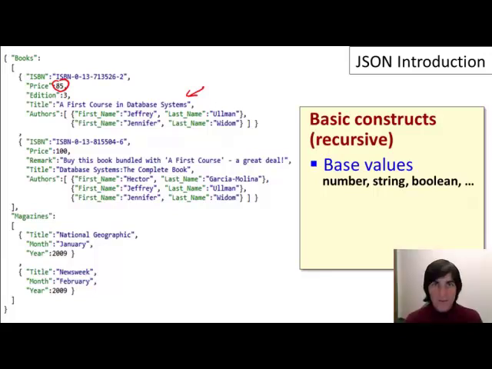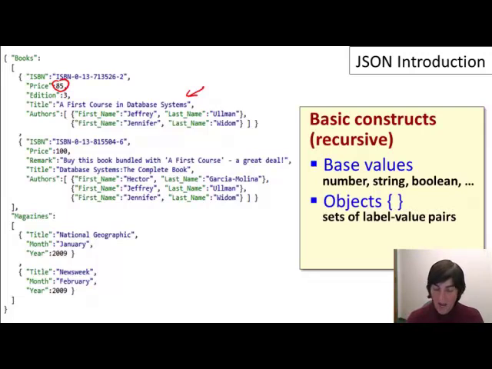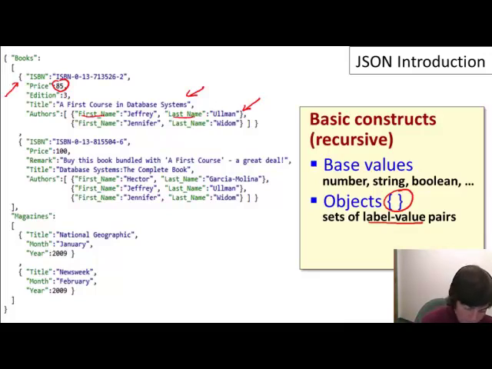There are two types of composite values in JSON, objects and arrays. Objects are enclosed in curly braces, and they consist of sets of label value pairs. For example, we have an object here that has a first name and a last name. We have a bigger object here that has ISBN, price, edition, and so on. When we do our JSON demo, we'll go into these constructs in more detail. At this point, we're just introducing them.